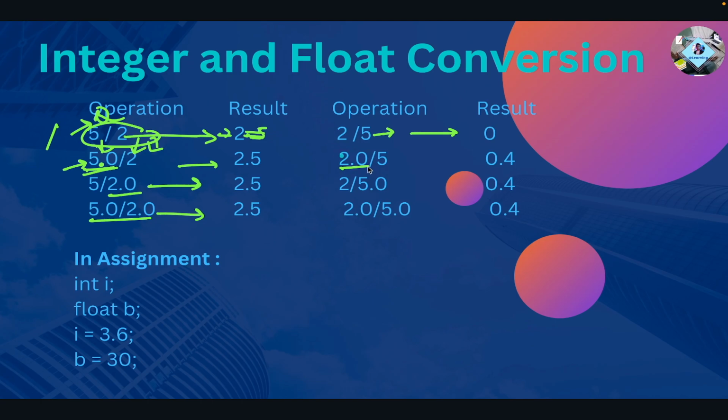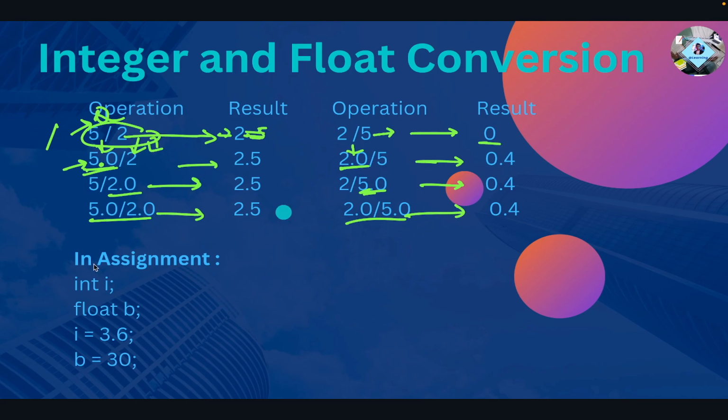as this is a float value, or you can say real value, so the answer is a real value, right. If this was only 2, then the result will be 0. If one of the operands is float, then the result will be float, right. So if both are float, then the result also will be float, one or both.